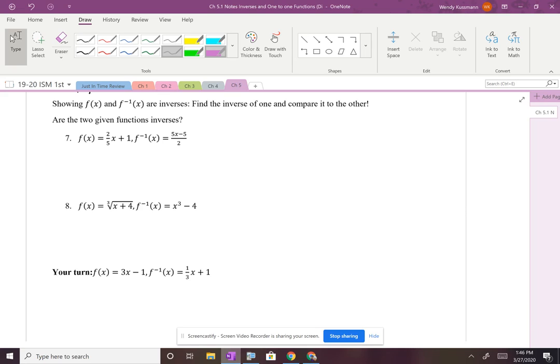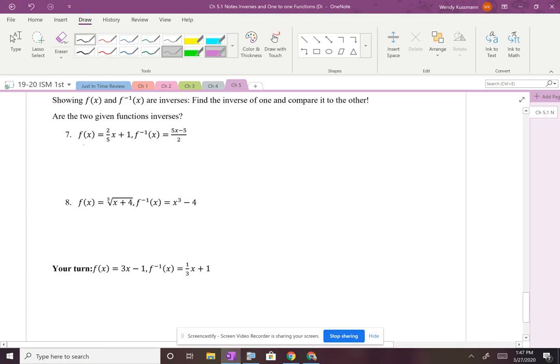So if we look at example number 7, we have f of x here. All I'm going to do is start with f of x, find the inverse of f of x, and compare it to the f inverse that we have right here and see if they're the same. If they are, then they're inverses. If they're not the same, they're not. But make sure you're very careful, because sometimes they try to trick you so that things look different, but they're really the same.